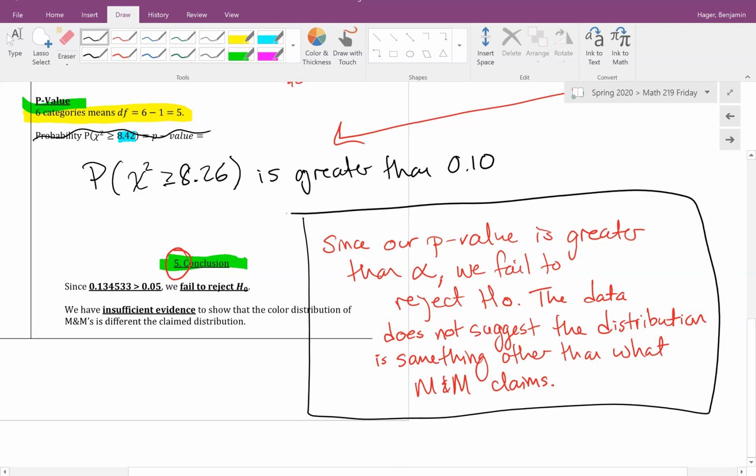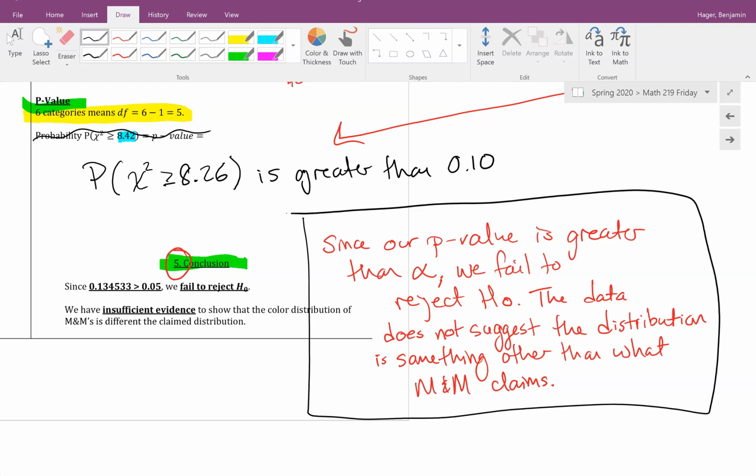So the chi-squared is a neat test. Like I said, it can be used for a whole variety of things, and we'll see some other uses of it in another video. But the goodness of fit test is pretty cool. You can imagine it can extend well beyond M&Ms, right?